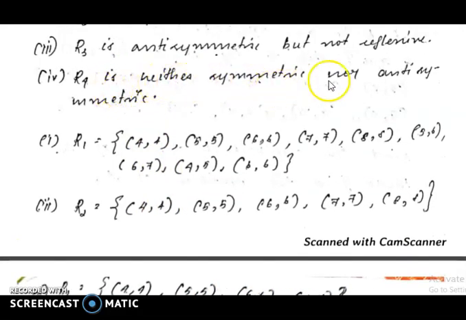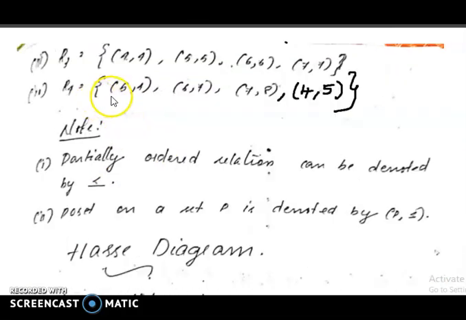R4 is neither symmetric nor anti-symmetric. So we can take R4 as (5, 4), (6, 7), (7, 8), (4, 5). So what is symmetric? A, B belongs to R implies B, A belongs to R. 5, 4 and 4, 5 are here. 6, 7 but 7, 6 is not here. 7, 8 but 8, 7 is not here. So this is not symmetric. Then checking anti-symmetric.